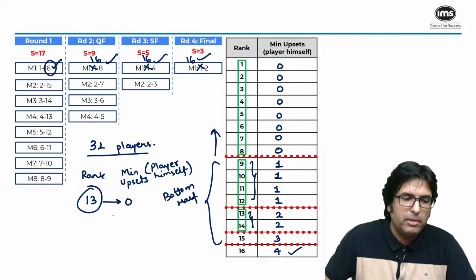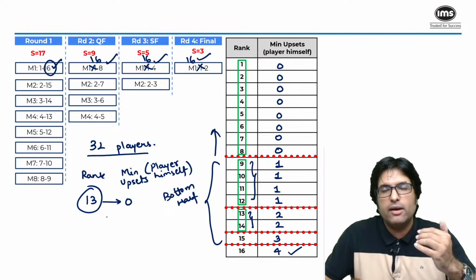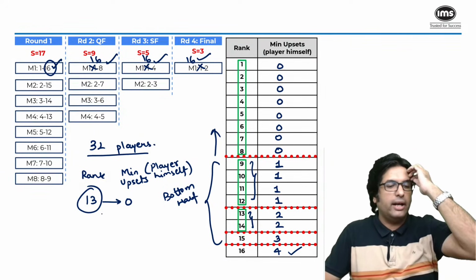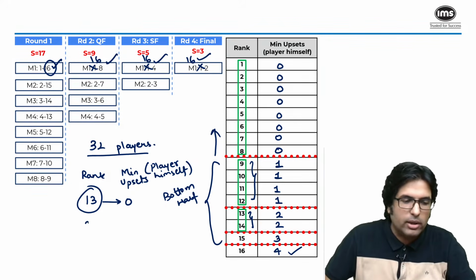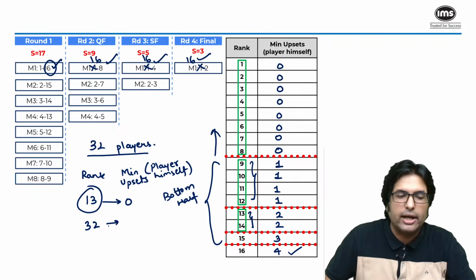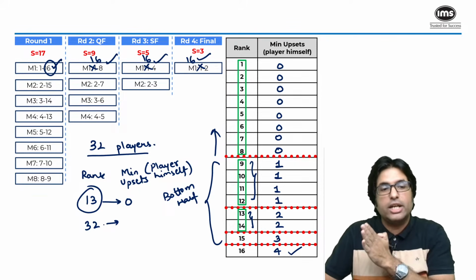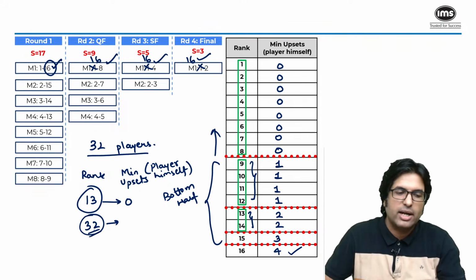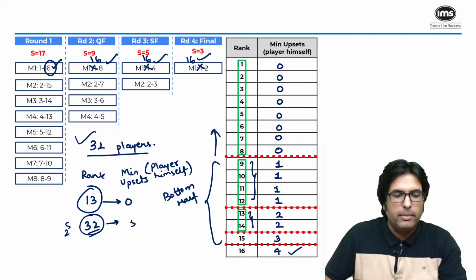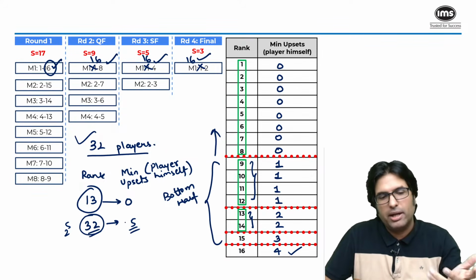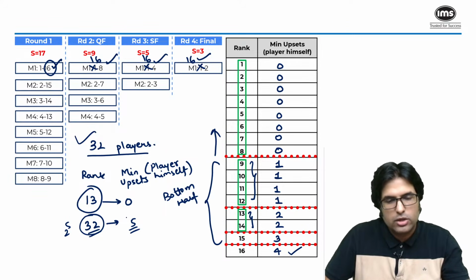Fantastic. So for player rank 13, the minimum number of upsets that the player himself would be required to participate in would be 0. And very quickly, if I asked you for player rank 32, understand player rank 32 would require an upset across each of the 5 rounds. Remember, this is the last rank player, 32 players are there. So 2 to the power 5 will have 5 rounds. The minimum number of upsets required by the last rank player would be 5. So far so good. No confusion in this.